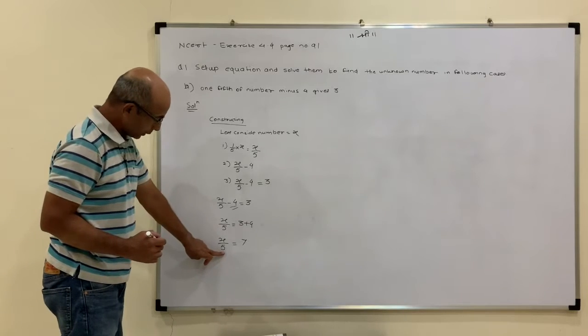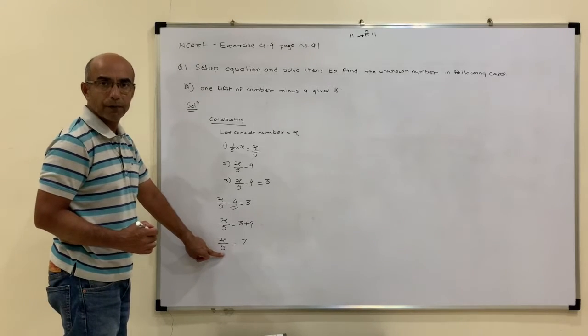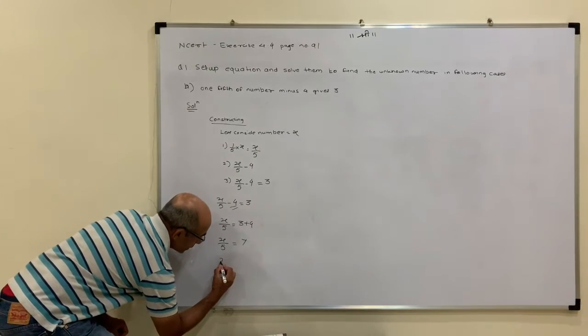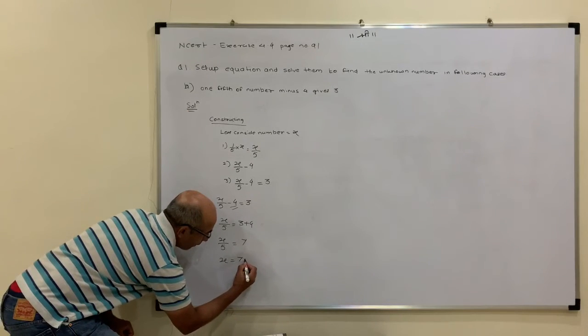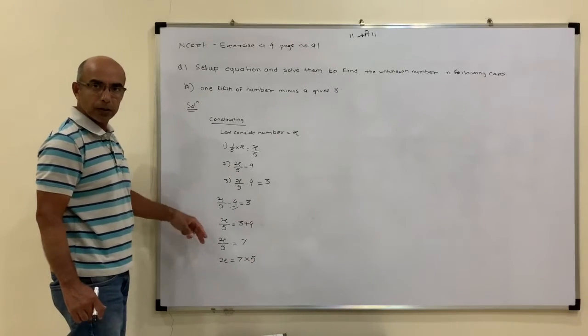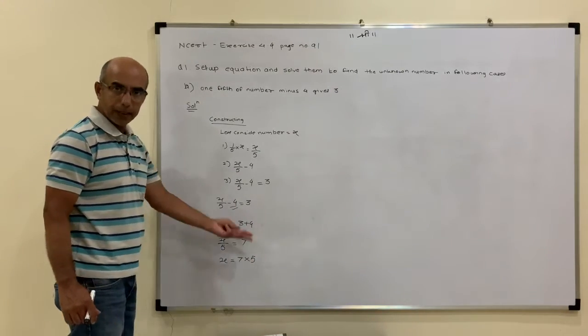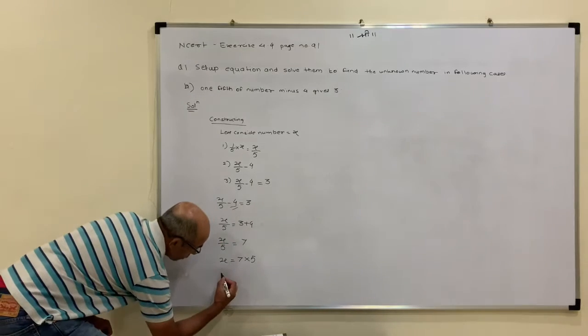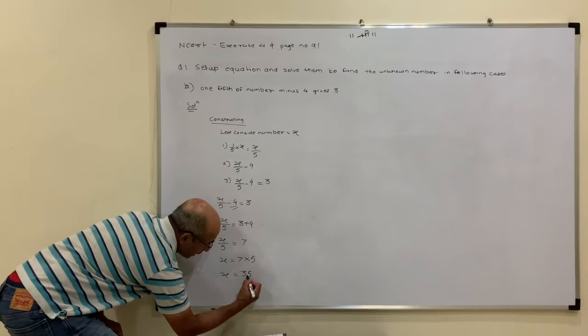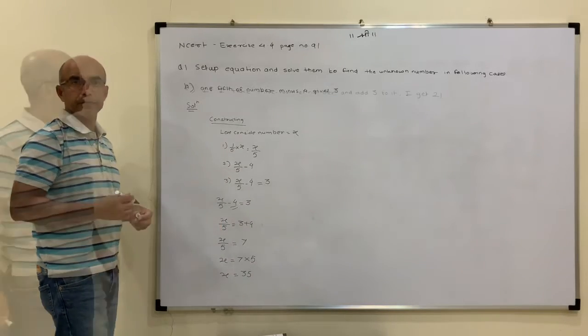Now we will be transposing this divided by 5 from the left hand side to the right hand side. So x equals 7 into 5. Since 5 is divided on the left hand side, it will be multiplied on the right hand side. So the ultimate value of x will be 7 fives are 35.